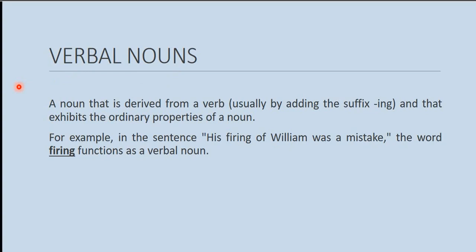Swimming in the pool is good. As you can see in this example also, his firing of William was a mistake. The word firing here functions as a verbal noun. Normally we know that its original form is a verb, but we used it in the function of a noun by adding ing. So these kinds of nouns are called verbal nouns.